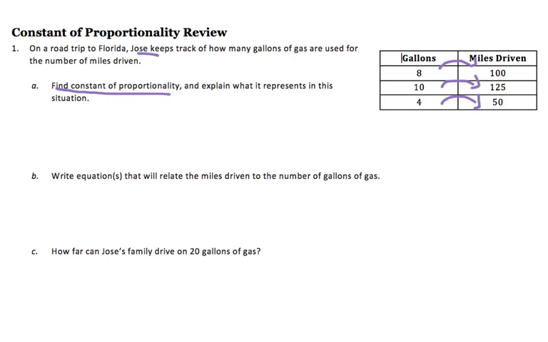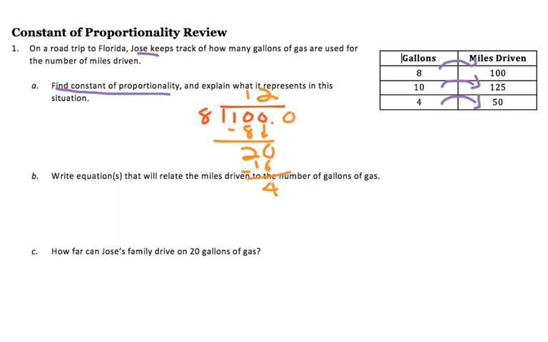And to find it, you can always do long division. So if we know that Jose's family travels 100 miles on 8 gallons, what you can do is 100 divided by 8 to figure out what we're multiplying the gallons by. So 8 goes into 10 once, and bring down the next place value. 8 goes into 20 twice, which is 16.